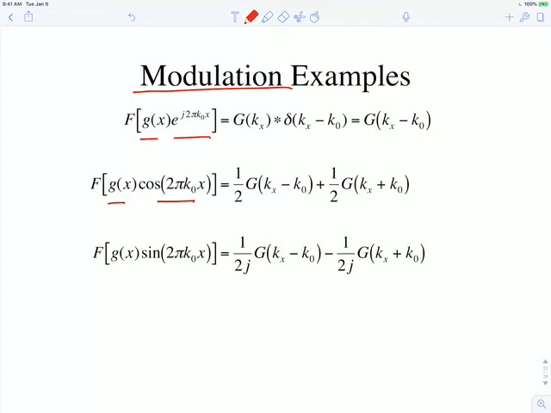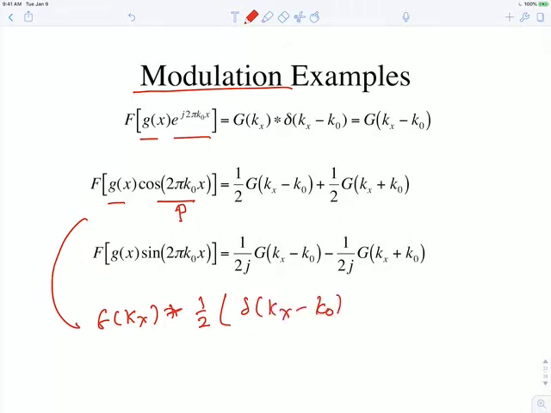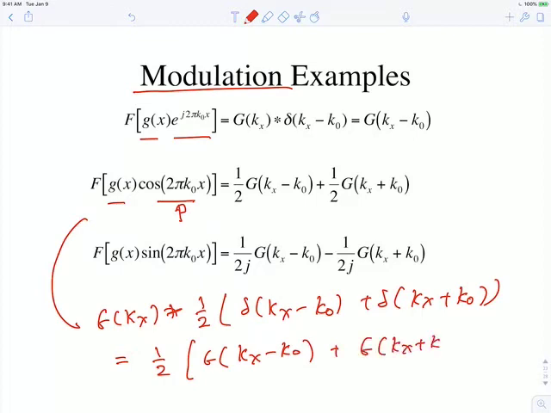We have g of x multiplied by cosine. So this means we're going to take g of kx and convolve it with the Fourier transform of this, which is 1/2 delta of kx minus k naught plus delta of kx plus k naught. And what we remember is convolving with a delta function, which you have many examples of on this homework, is just shifting the function. So this is just going to be equal to 1/2 of this function shifted so it's centered at k naught, plus this function shifted so it's centered at minus k naught. So that's an example of modulation.